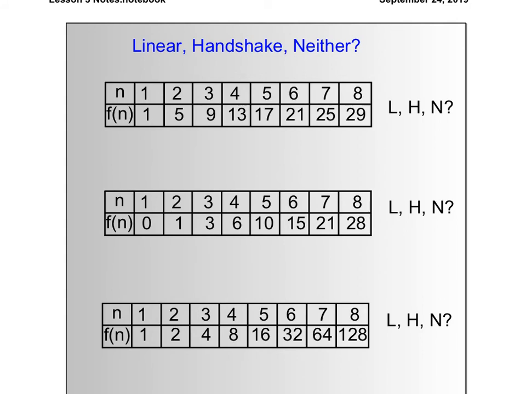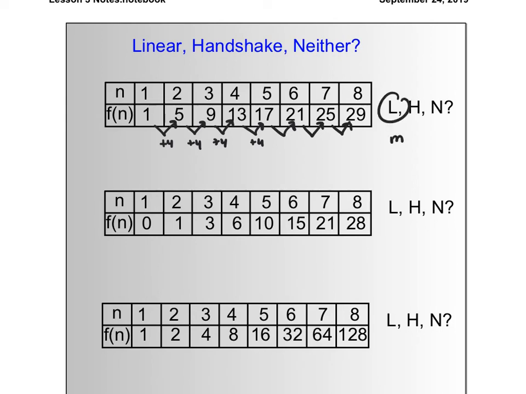Okay, I've got a number of tables of values for a bunch of sequences here. I'd like to determine, is it linear, handshake, or neither? Okay, so as we look at the first one, we can see clearly that there's a common difference, and the common difference is 4. And that is consistent throughout the table. All right, I see that pattern happening, and it's continuing on for all values. Therefore, this would be linear.